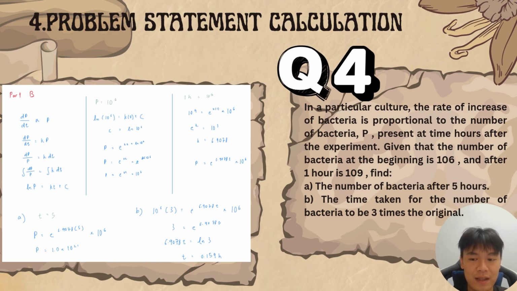So let's begin now. Firstly, we need to know what the question given is. In a particular culture, the rate of increase of bacteria is proportional to the number of bacteria, P, present at time t hours after the experiment. Given that the number of bacteria at the beginning is 10 to the power of 6 and after 1 hour is 10 to the power of 9, find A, the number of bacteria after 5 hours, and B, the time taken for the number of bacteria to be 3 times the original.